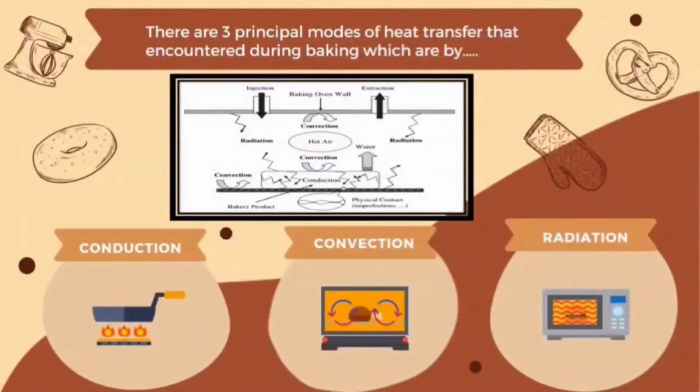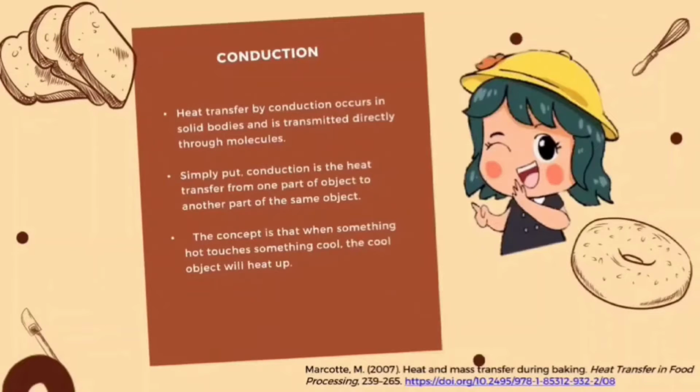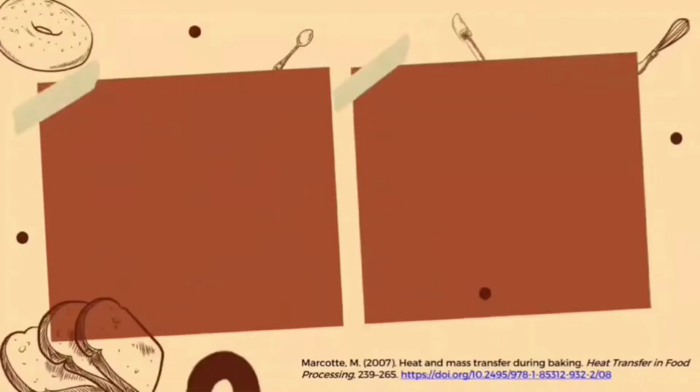There are three principal modes of heat transfer that are encountered during baking, which are conduction, convection, and radiation. Heat transfer by conduction occurs in solid bodies and is transmitted directly through molecules. Simply put, conduction is the heat transfer from one part of an object to another part of the same object. The concept is that when something hot touches something cool, the cool object will heat up.